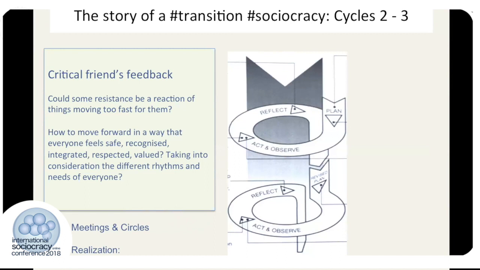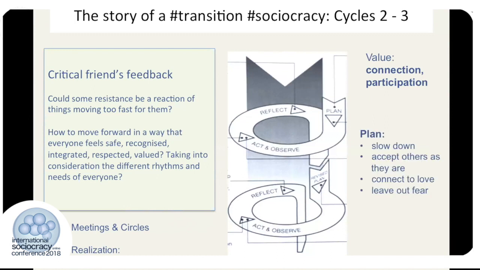The urge to have everything perfect, some fear that people would not commit to what they said they would do for the circles to move forward. And this fear urged me to save the situation. So this is where probably values of connection and participation were more important for me to focus on. And then the next plan was to slow down, accept others as they are, connect to love, and leave out the fear.